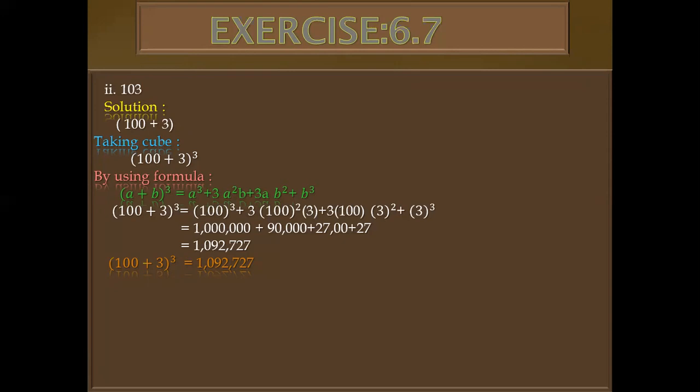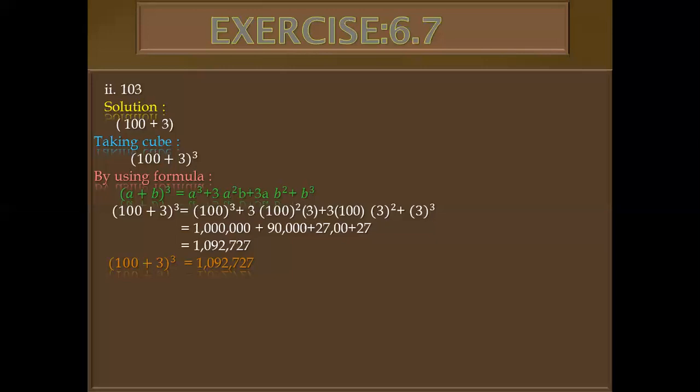A plus B whole cube is equal to A cube plus 3A square B plus 3AB square plus B cube. Now A is 100 and B is 3. After taking the cube of 100, what is the answer? How many zeros will be there? 6 zeros will be there.